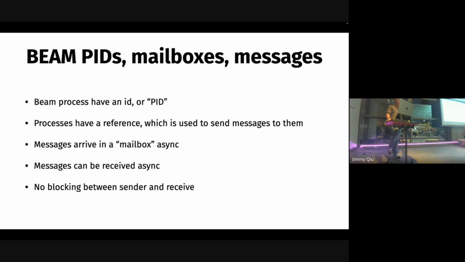So in Beam, it's a different setup. We've got PIDs or process IDs, mailboxes, and messages. There's a reference, they're not anonymous, so when you spawn it, you get a value you can pass around and do stuff with. And then you can send messages to it. They go into a mailbox and that's fully async, so it's not going to block. You can send messages as much as you want, and it's never going to block the sender at all.